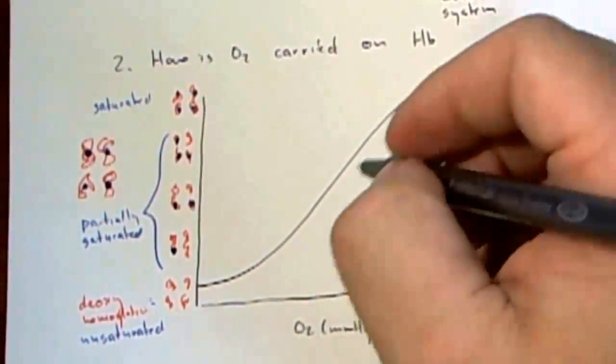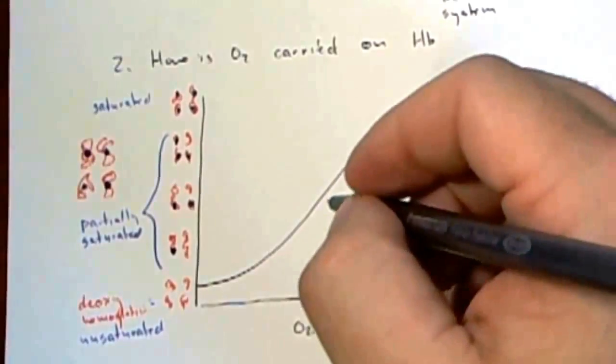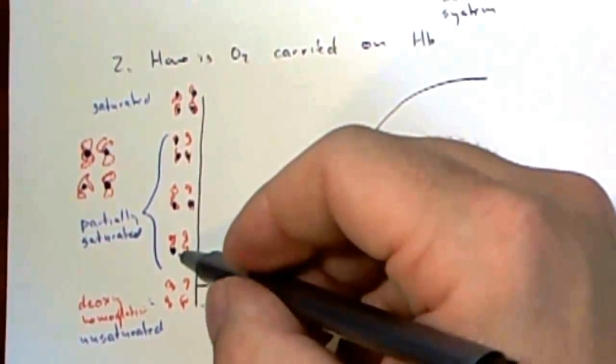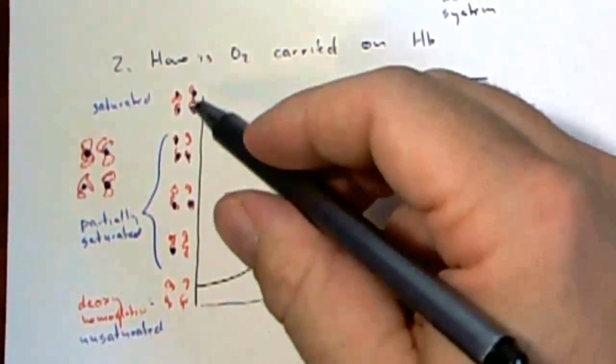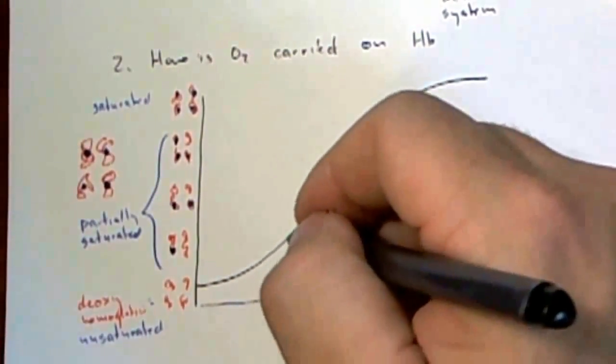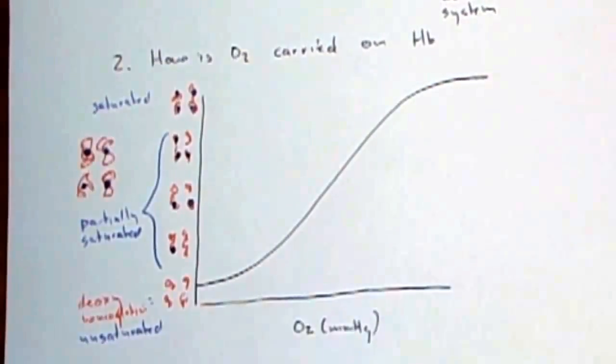And it represents something called cooperativity, and the cooperativity involves that once 1 oxygen is bound, it's easier for the next one to bind, and once 2 are bound, it's easier for the next one and the next one. So it kind of speeds up its binding as you go along.